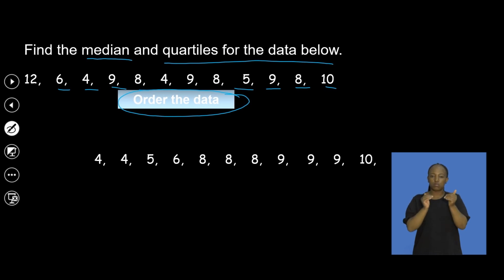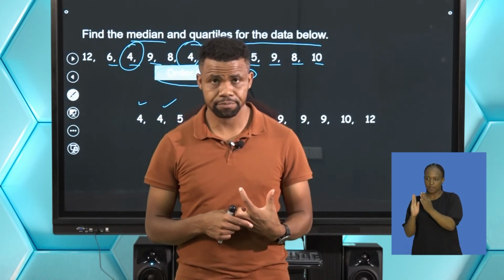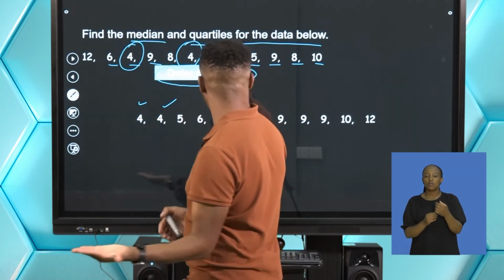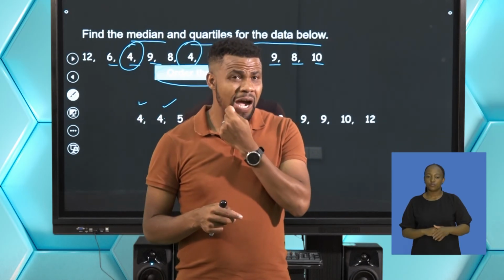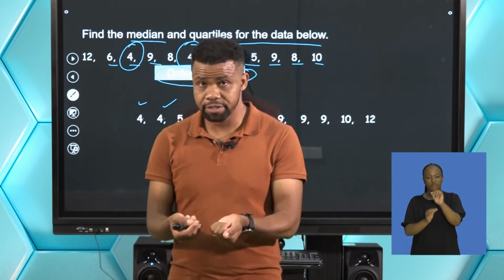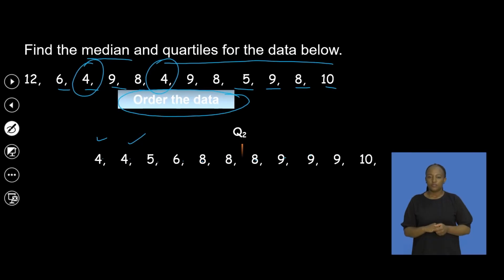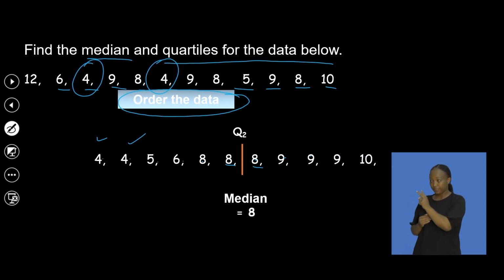So if we arrange our data from the smallest to the highest, we get 4. We have two 4s. Let's see, I'm just going to verify. We've arranged our data from the smallest to the highest. How many numbers do we have? 1, 2, 3, 4, 5, 6, 7, 8, 9, 10, 11, 12. So it's 12. The best is to find the median first. The median is between 8 and 8, at that position. Can you see that? So it's 8 plus 8 divided by 2, which gives us 8.